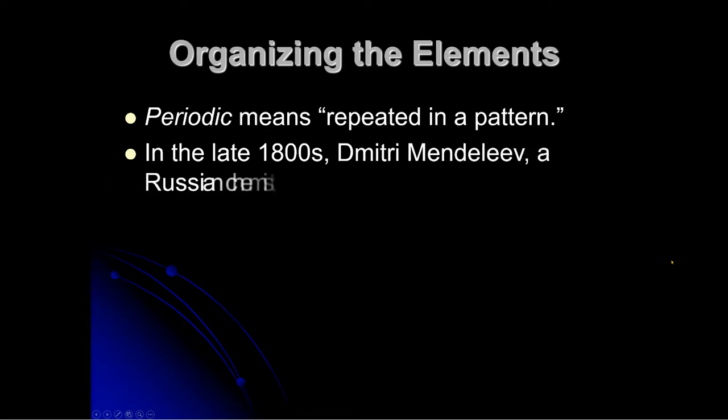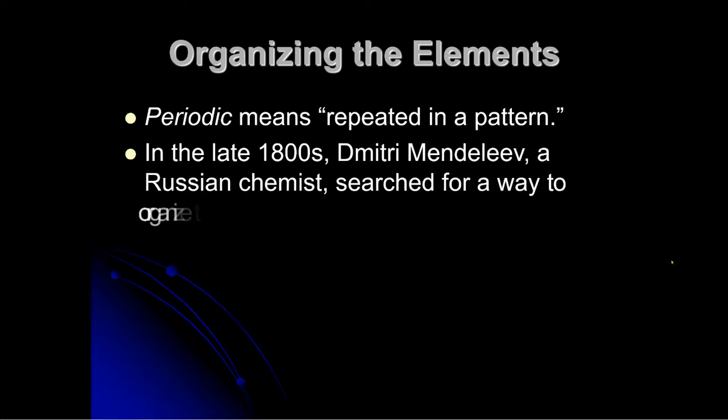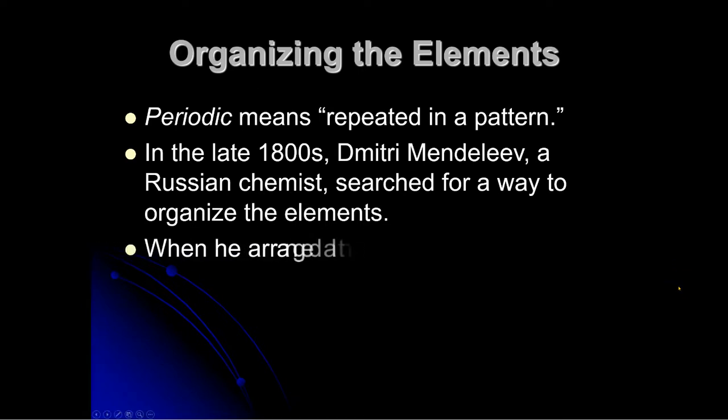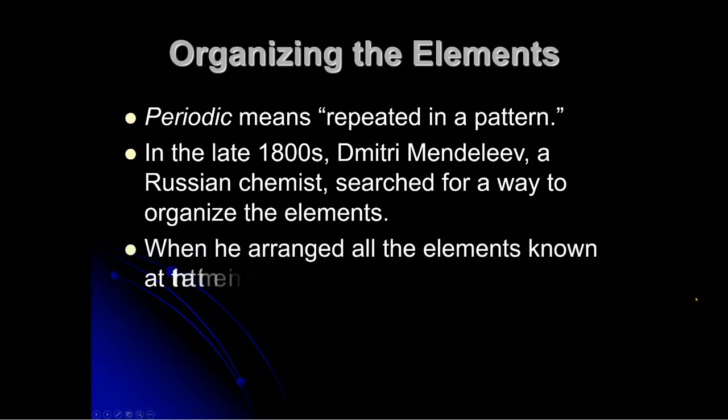In the late 1800s, Dmitry Mendeleev, a Russian chemist, searched for a way to organize the elements. Now, Dmitry Mendeleev was a chemistry teacher. We had just been discovering the elements and writing this stuff down, and Dmitry Mendeleev wanted his students to try to memorize this stuff, and they were having trouble. So he created the periodic table. All right. And he created it as a cheat sheet.